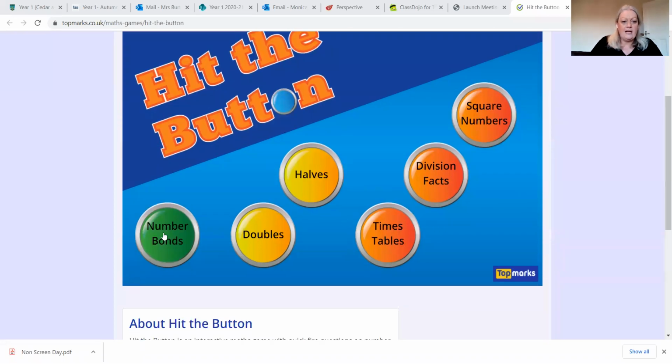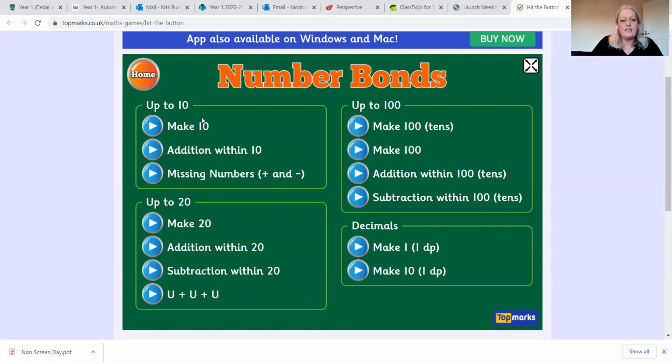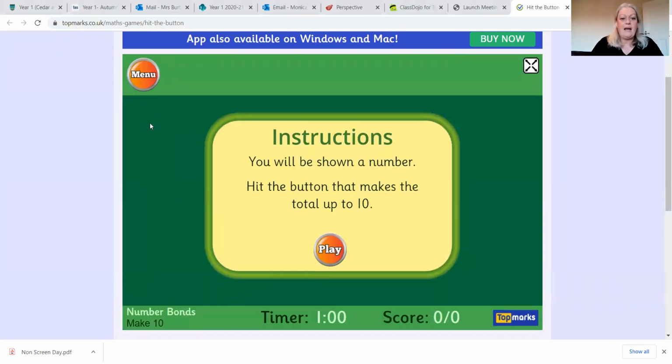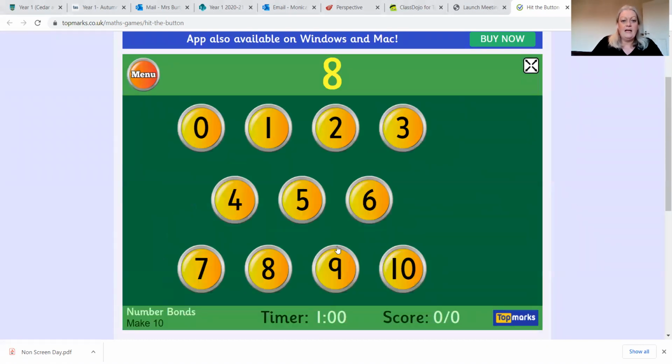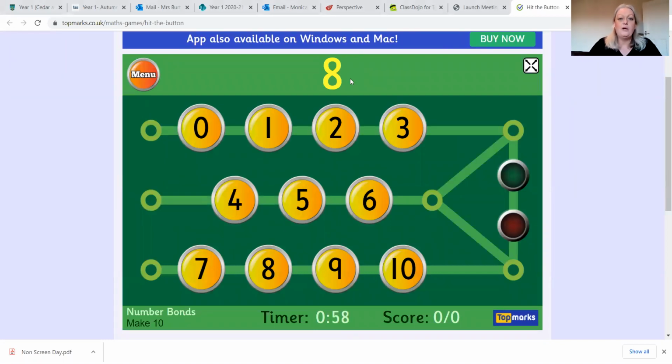So if you go down and click on number bonds, you can start with making number bonds to 10 here. Or when you're really fluent with your number bonds to 10, you could have a go at doing number bonds to 20. So you just click play. And the number up there, so the number bond that goes with 8 to make 10 is, that's right, 2. And with 1 we add 9. So play that game.